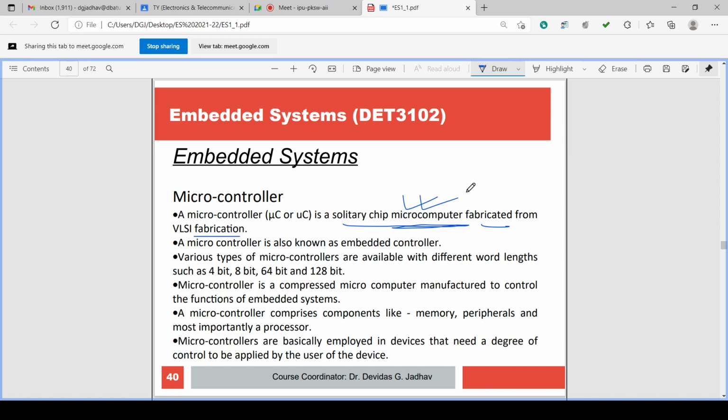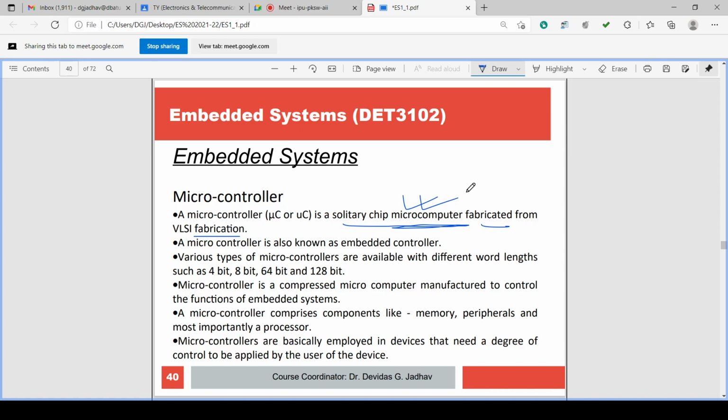It is a compressed computer, because it has the processor, the memory, the RAM, the ROM, the keyboard interface facility, and the display facility.